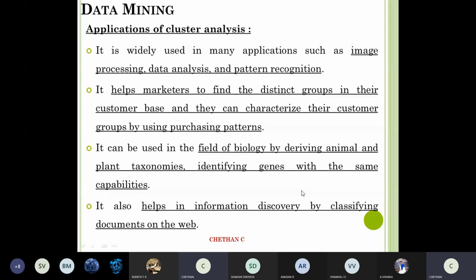Okay, it helps the marketers to find the distinct groups in their customer base and can characterize their customer groups by using the purchasing patterns. This is again a marketing example. Okay, people who stay in Rajasthan are very prone to take more ice creams. People who stay in Himachal Pradesh or Jammu Kashmir are more prone to buying sweaters. Okay, depending on their particular area, the choice will differ. And you can easily make out the clusters. Who are the people? The clusters of customers who buy sweaters.